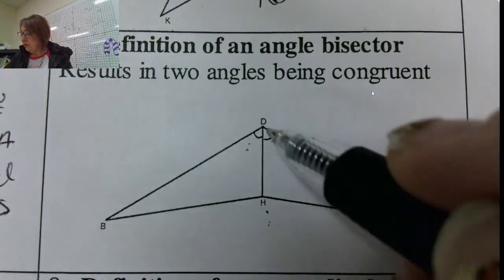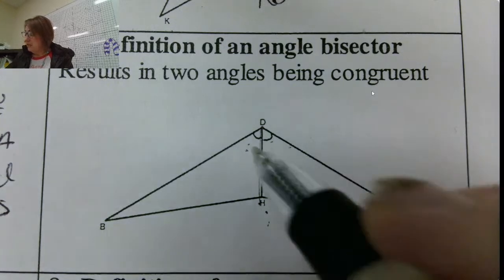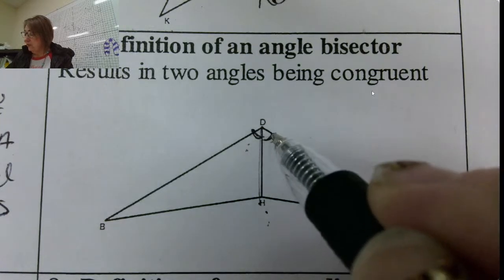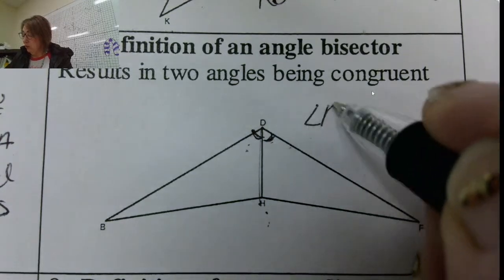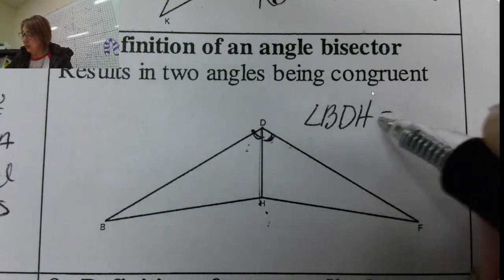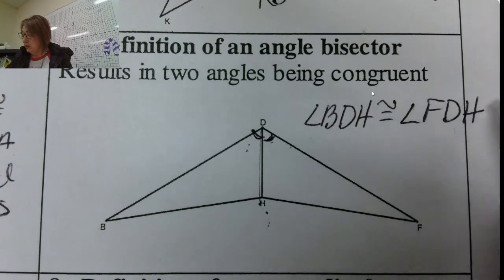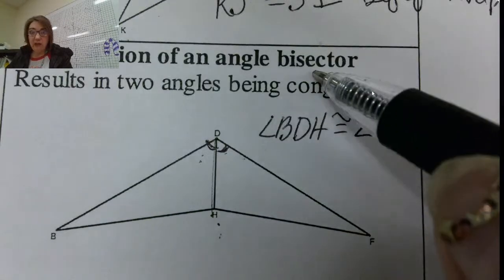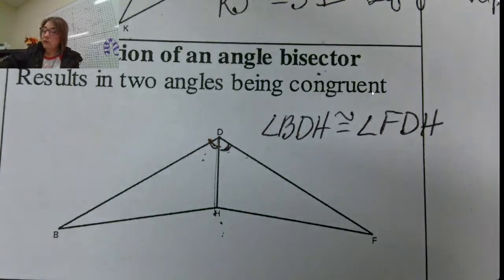So if I tell you DH is an angle bisector, that means it creates this and this congruent angle. So I could say that angle BDH is congruent to angle FDH because of the definition of an angle bisector. Y'all following?